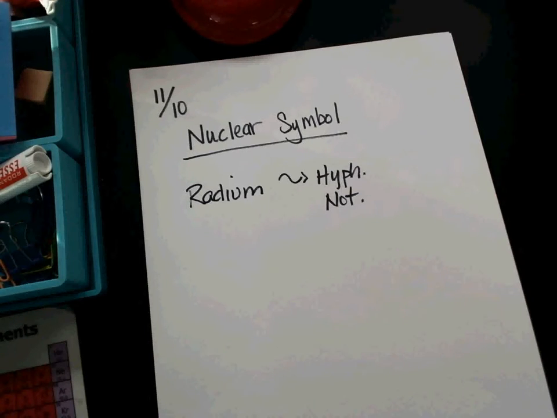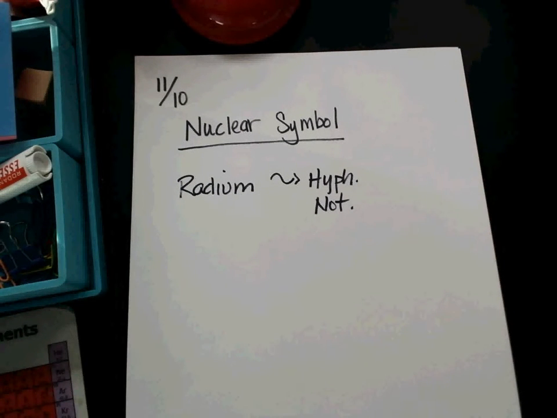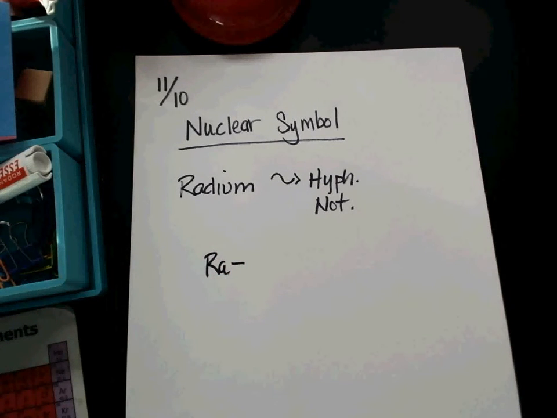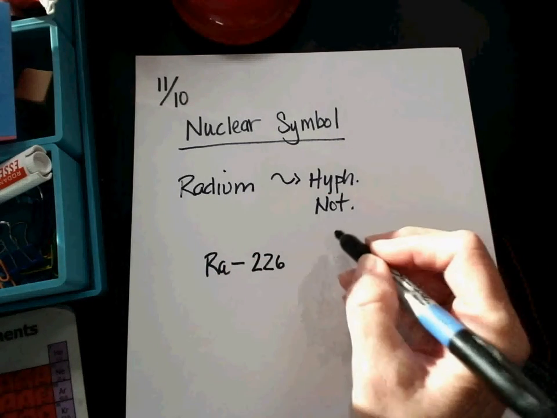Anybody struggling finding radium? Try group 2. It's an alkaline earth metal. Wait, what is it? Radium. Oh, radium, not radon. What's the chemical symbol, Carter? Ra. And this number that I put after it, what's it called, Lindy? The mass number. What is that number? Did you find it? You don't remember. 226. Okay, all right, so that's radium in hyphen notation.